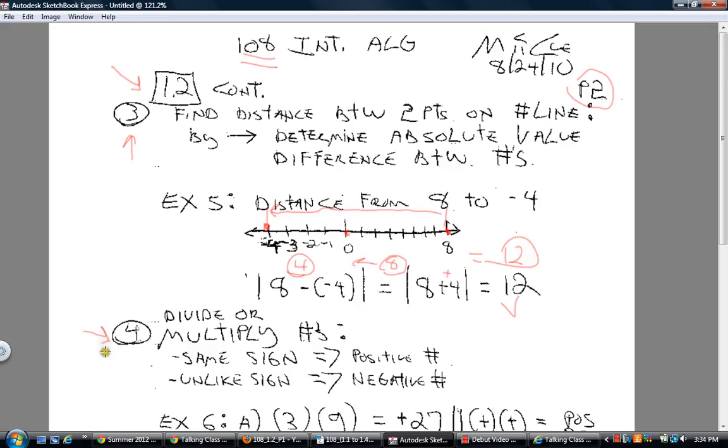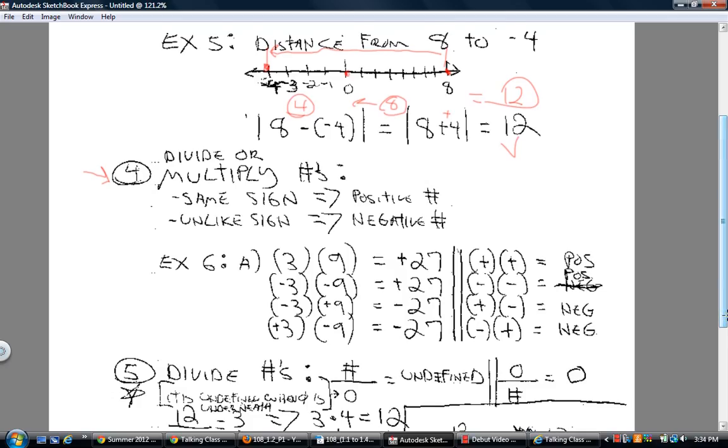Objective number 4, we divide or multiply numbers. Just a quick review of what we want to refresh. What happens if you multiply numbers that have the same sign? They turn into positive, such as a +3 times a +9 is a +27. What happens if the signs are both negative? So the signs are the same. -3 times -9 is still a +27. So that's applying the first rule.